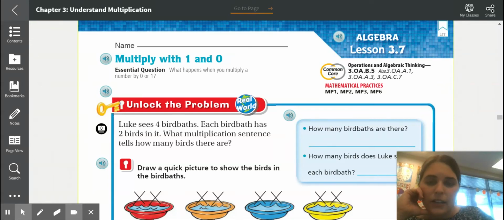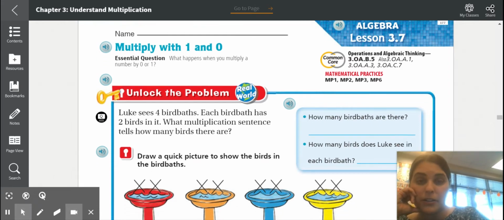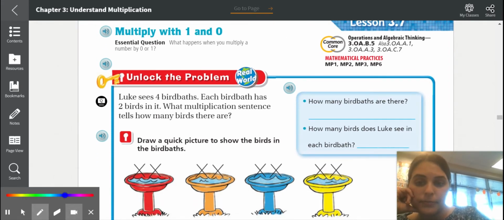Third graders, let's get started on math. We're on lesson 3.7. That is multiply by 1 and 0. What happens when you multiply a number by 0 or 1? Some special things happen when you multiply by those numbers, and today we're going to learn about them.